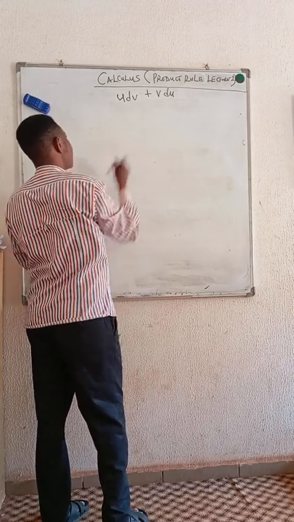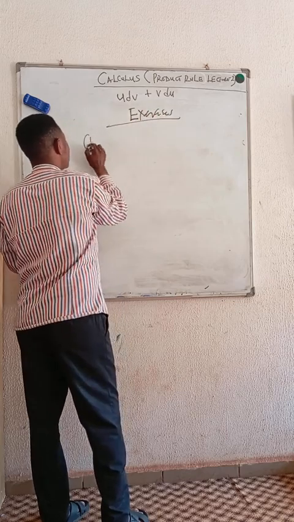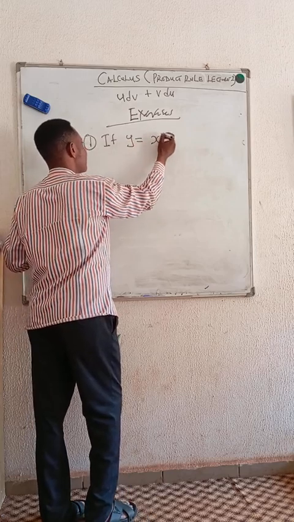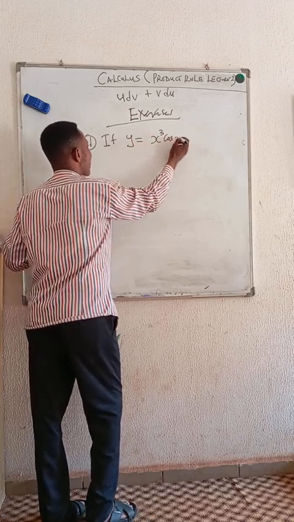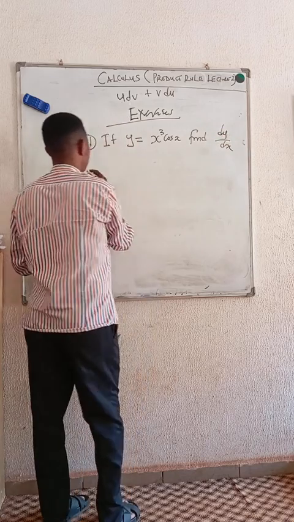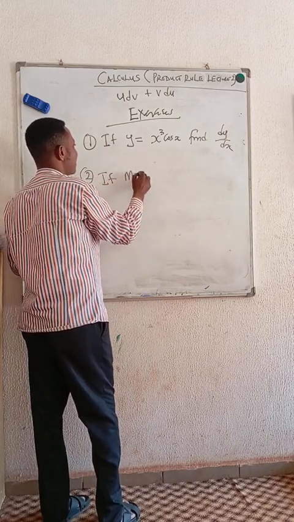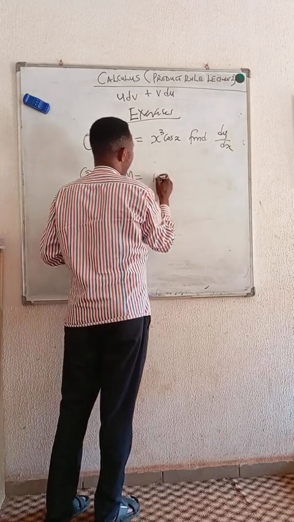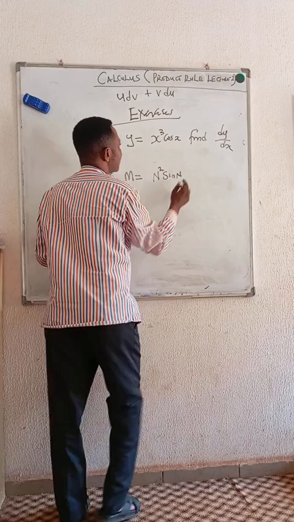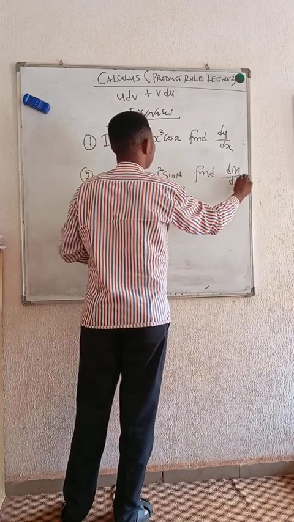Now, exercises. Number 1: if y equals x power 3 cos x, find dy dx. Then number 2: if m is equal to n square sine n, find dm dn.